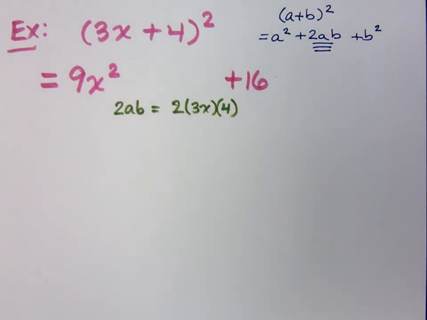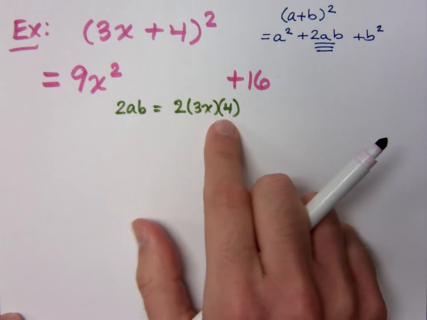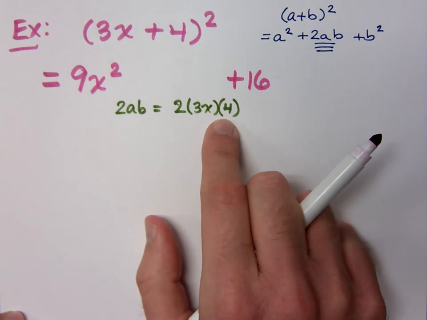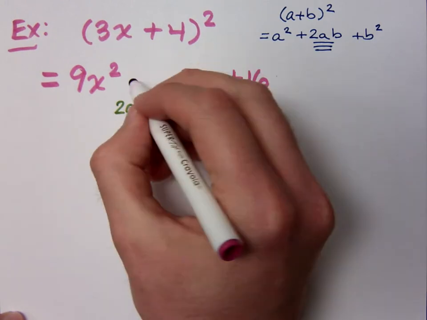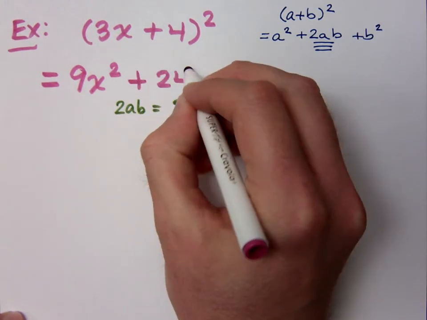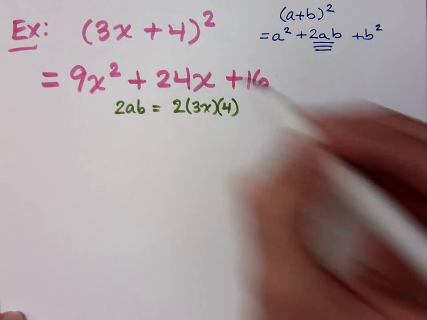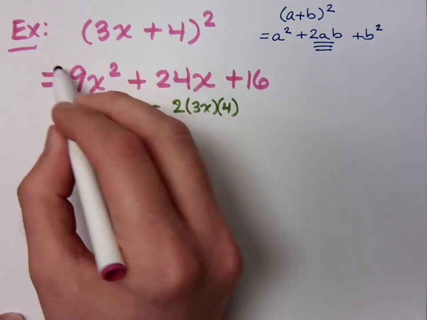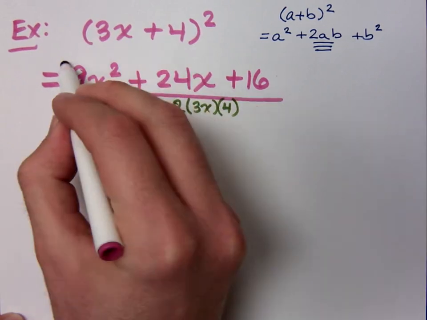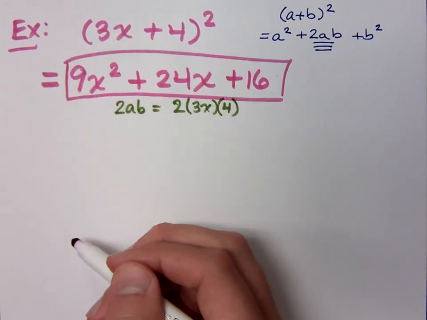I don't have to FOIL to get this, but I know why I have this twice, right? So what's 2 times 3 times 4? That's 12 times 2 is 24, right? 24. And for the variable component, you just bring that up, like that. Every time you square a binomial, it's going to look just like this. Questions about that?